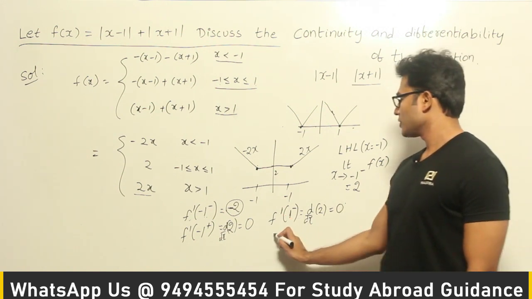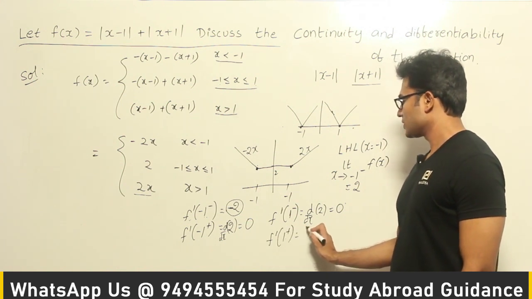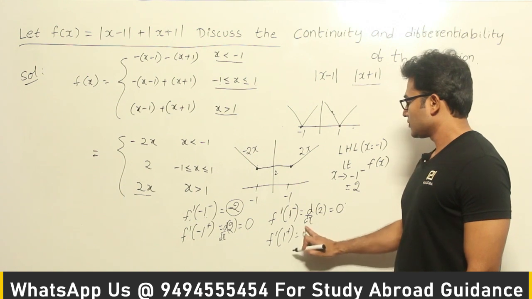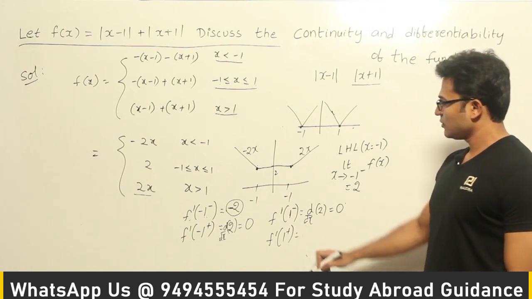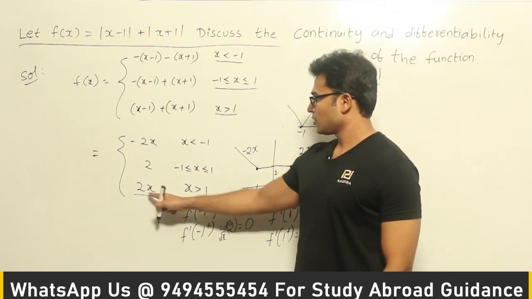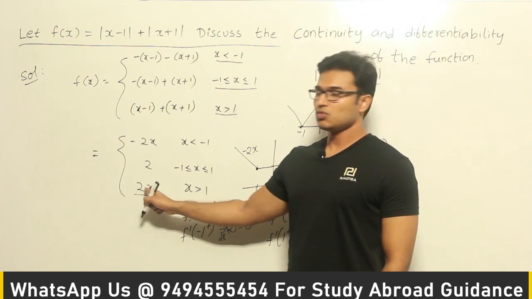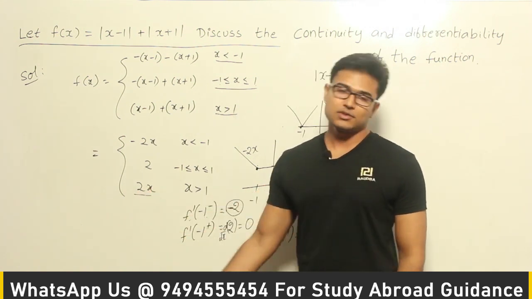Now what about right derivative? So for that you have to find out f dash of 1 plus. So find out the function to the right of 1. Which means to the right of 1 is this one. You find out the differentiation of this, which is 2 into d by dx of x, which is nothing but 2.